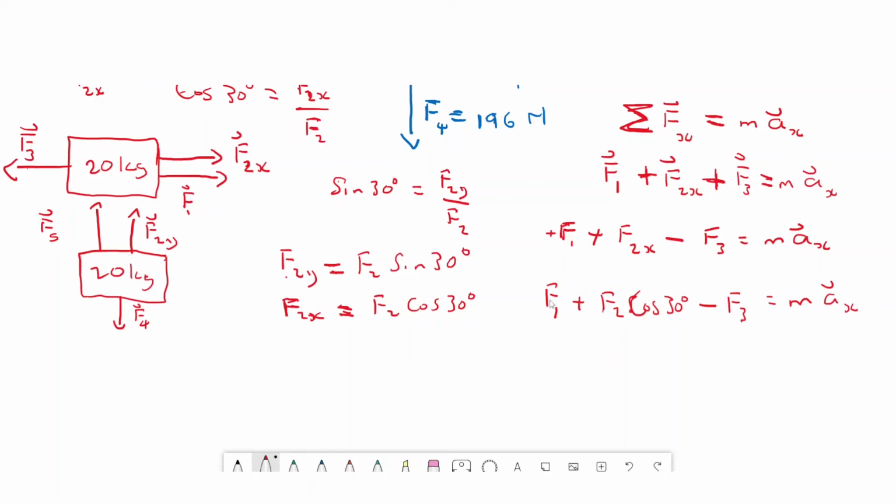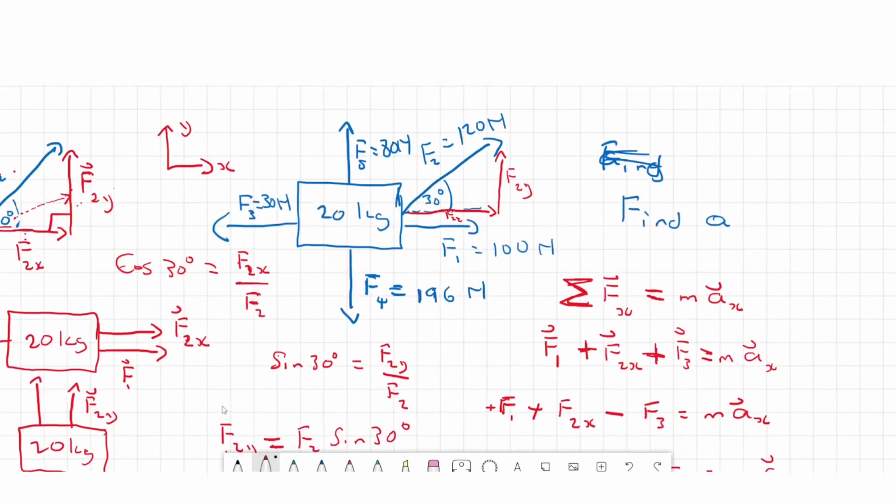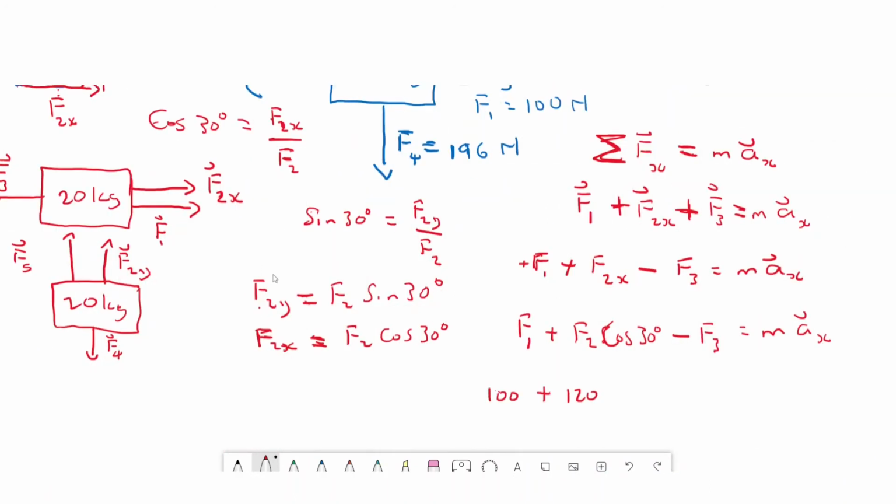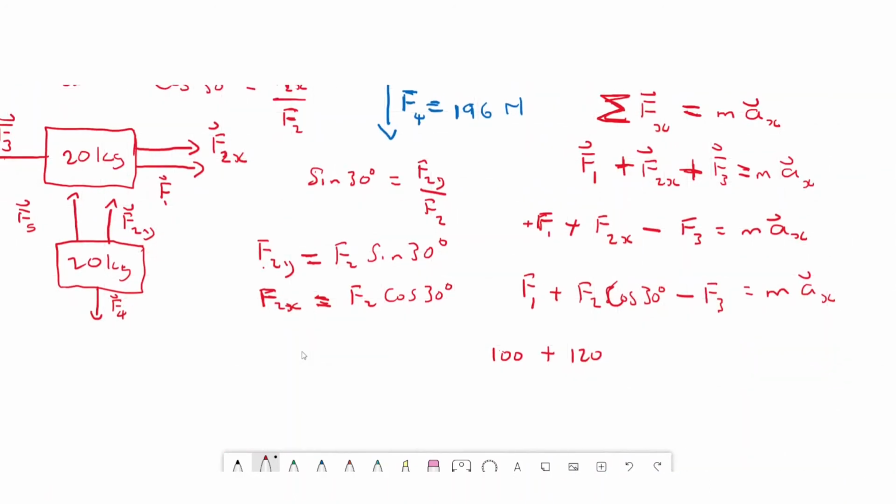Now I'm going to substitute. F1 is 100, and F2, we said, was 120. Let's see if F2 is 120. I think I said it's 120. Yep, F2 is 120 cos of 30 degrees. And then what is F3? F3 I said is 30 Newton. Then what is the mass? The mass is 20, multiplied by this.